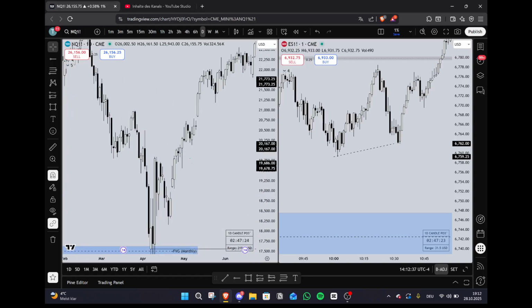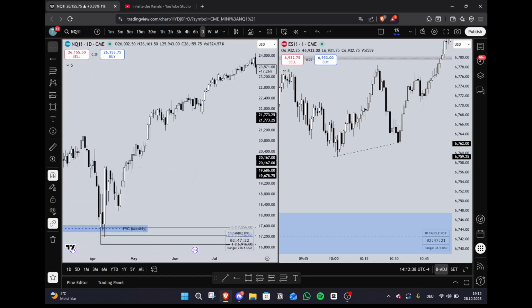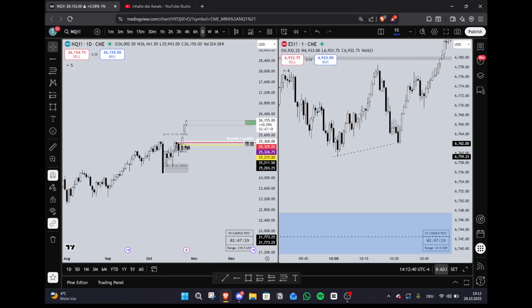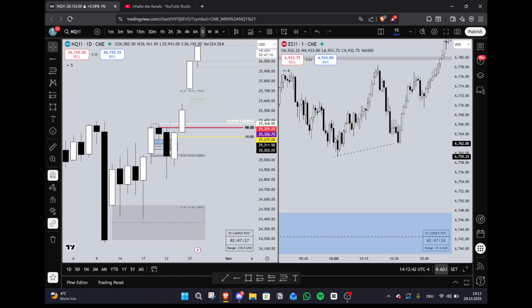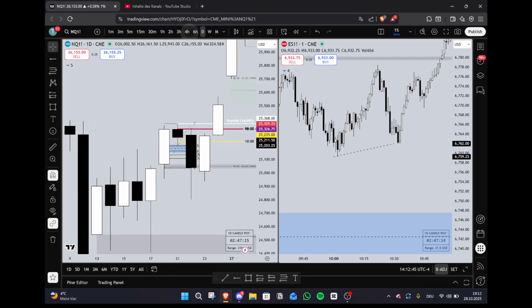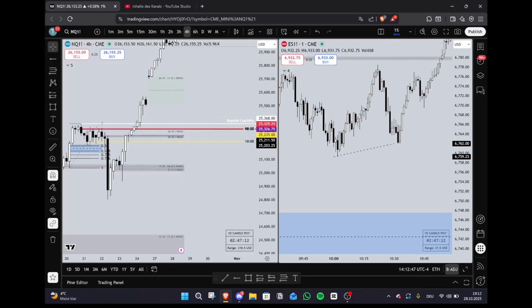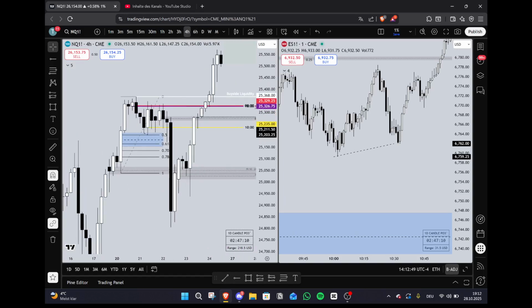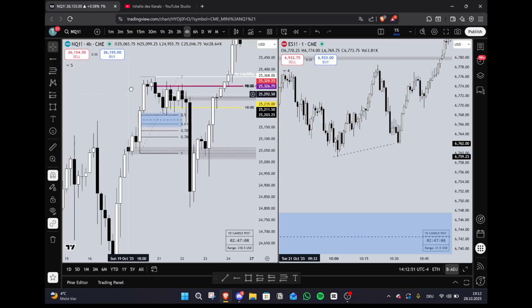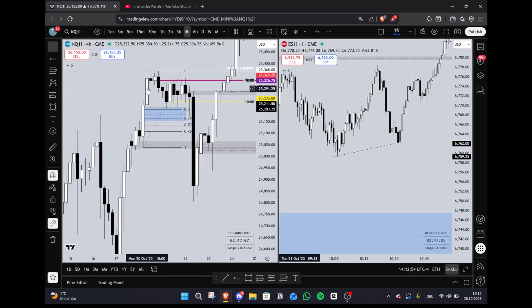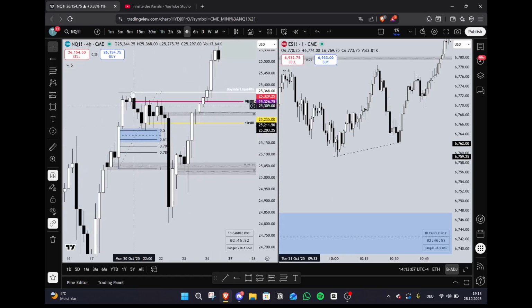What else is there to add? Not much, I would say. First step, mark out the important key opens. Look at the structure. In this case, PD arrays, discounted PD arrays. This is a discounted PD array. This one is not, because this has discount of the range. This for inside discount of the range. And mark out sell side, buy side liquidity.